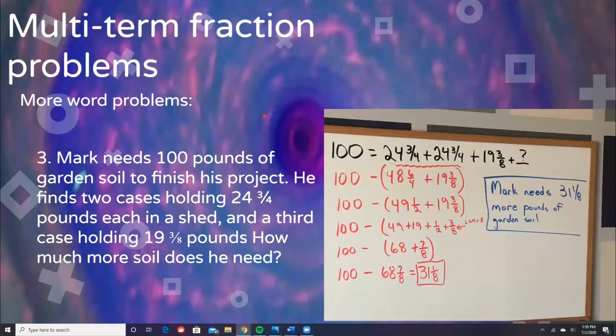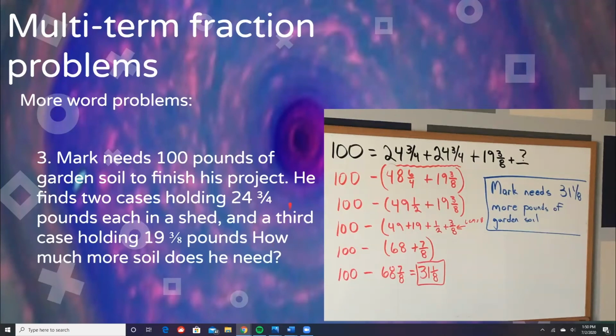Let's look at the next problem. Problem 3. We wanted to know how much fertilizer Mark was going to use. He found he needs 100 pounds of garden soil to finish his project. And he finds 2 cases holding 24 and 3/4 pounds each in a shed. So he has 2 of those. And he has a 3rd case holding 19 and 3/8 pounds. So he has 3 cases altogether. So we want to know how much more soil does he need to finish his garden project.